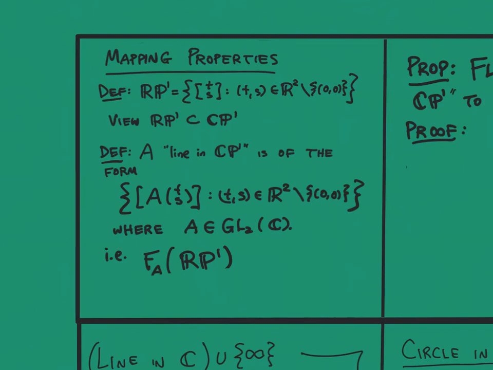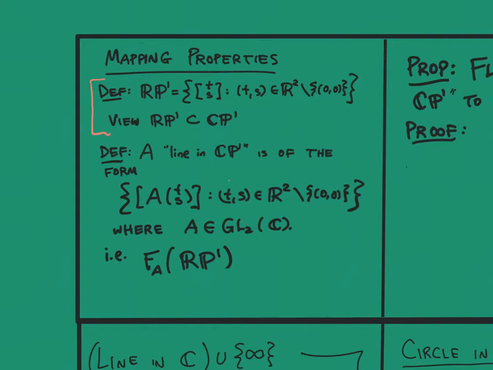The last thing I'd like to talk about is some mapping properties of fractional linear transformations. We're going to see that fractional linear transformations take lines or circles and map them to lines or circles. So there's an easier version of that that becomes true almost by definition. Let me present you that version first.